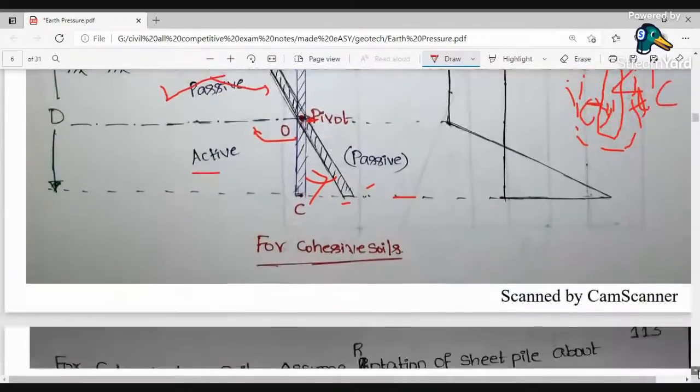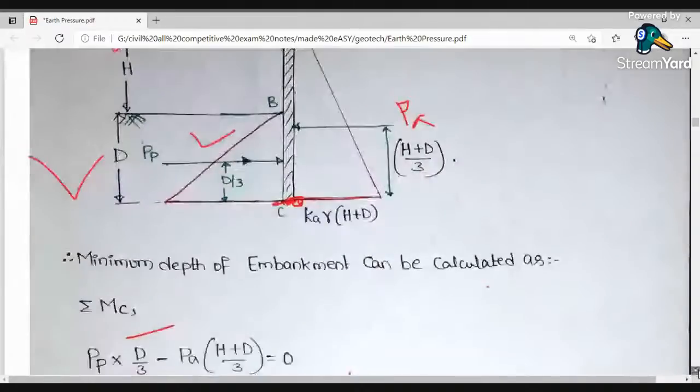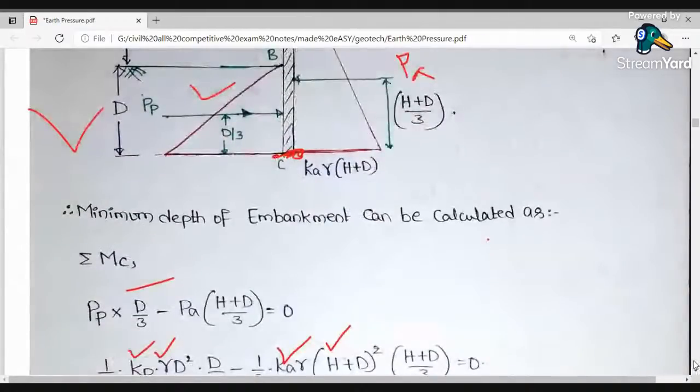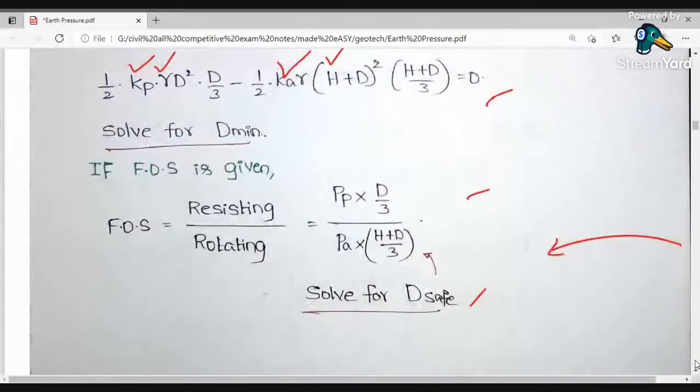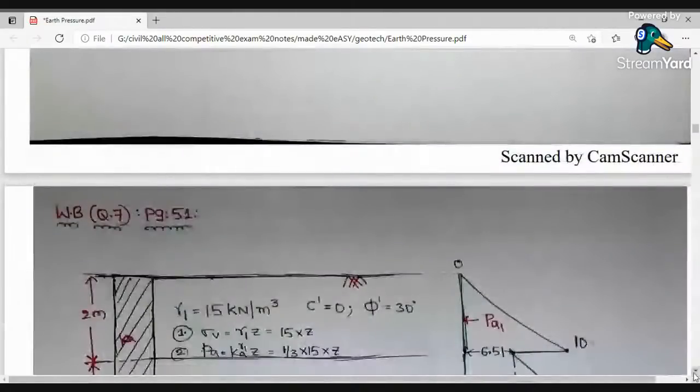Then we also discuss about the design of sheet pile, how the sheet piles are designed. In sheet pile design we basically calculated the minimum depth of the embedment. Then we also determine the factor of safety. So after determining the factor of safety we are determining the D safe.